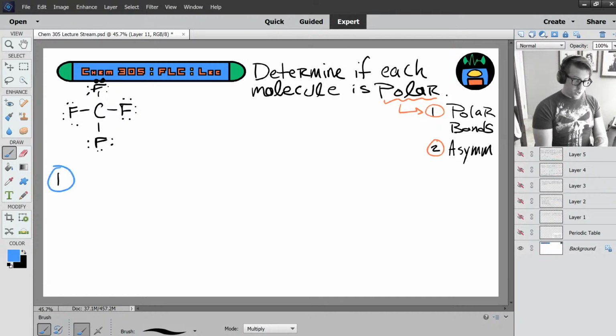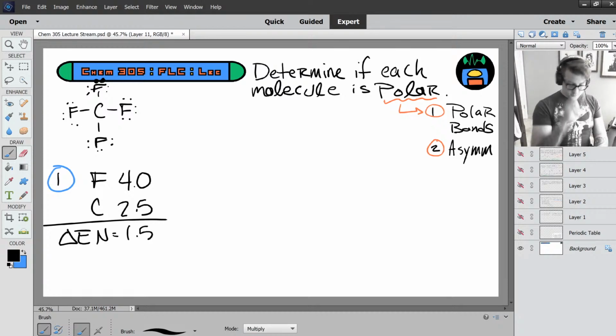All right, step number 1, do we have polar bonds? And we know that we do. We saw this in the last example. Fluorine is 4.0, carbon is 2.5. So our difference here is 1.5. We have polar bonds.